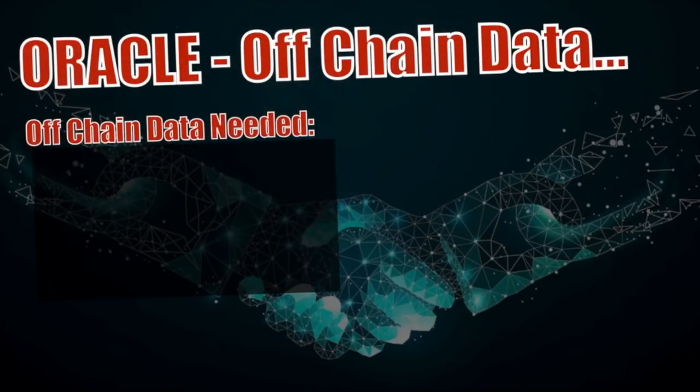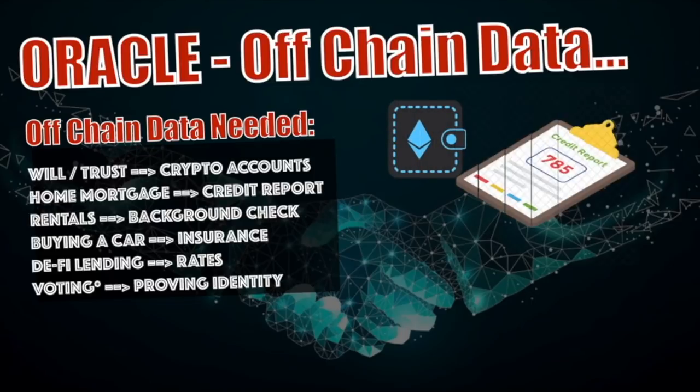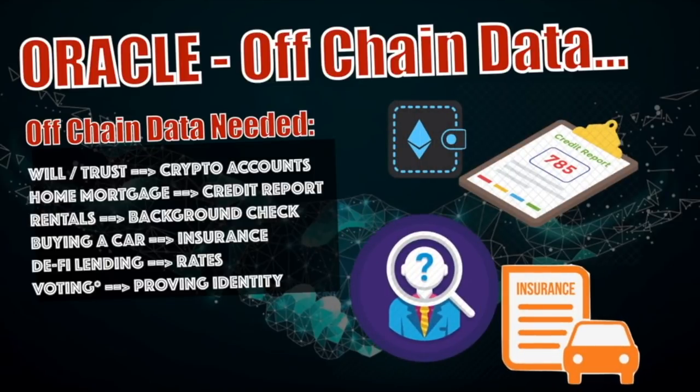So the things that might be needed for these types of instances, if you have like a will and trust, you're going to set it up for your kids later on, you're probably going to need an account where they can pull the actual money from. So we're going to need to pull that from off-chain data. Home mortgage, they probably have to pull your credit report, among other things. Rentals, they might need a background check. Buying a car, you're going to need to check out your insurance. And then if you're going to do like DeFi lending, you're going to need to check the rates as they fluctuate greatly from day to day, week to week.